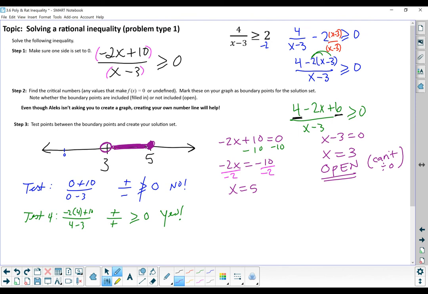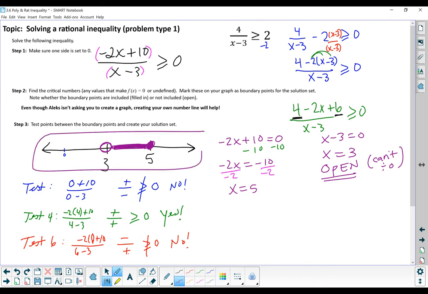And then our last region is that region that's greater than 5. So we would maybe test the number 6. So negative 2 times 6 plus 10 is a negative number. And 6 minus 3 is a positive number. So is that greater than or equal to 0 when I divide a negative number by a positive number? No, it is not. So we have our final answer on our graph right here. Our final answer would be from 3 to 5, parenthesis on the 3 side, bracket on the 5 side.